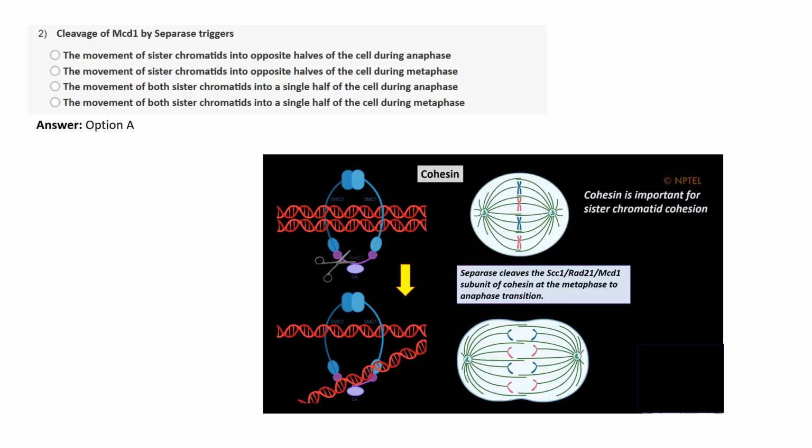So option A is correct. This is the movement of sister chromatid into opposite halves during the anaphase stage. It will cleave the SCC1 RAD21 MCD1 complex of the cohesin.